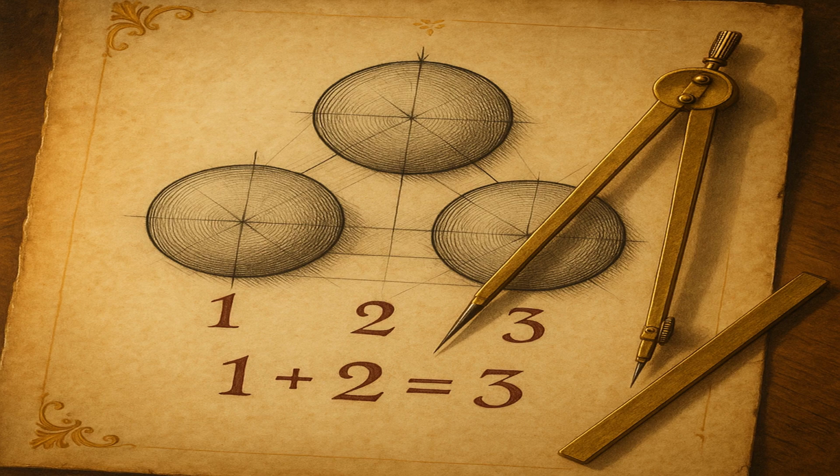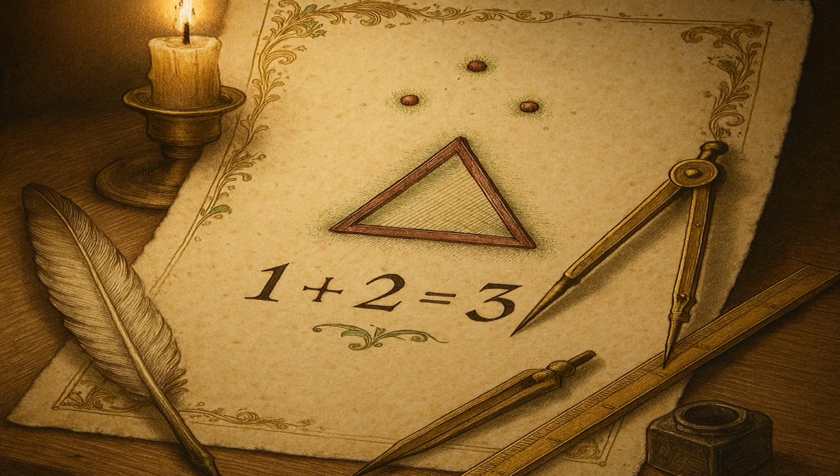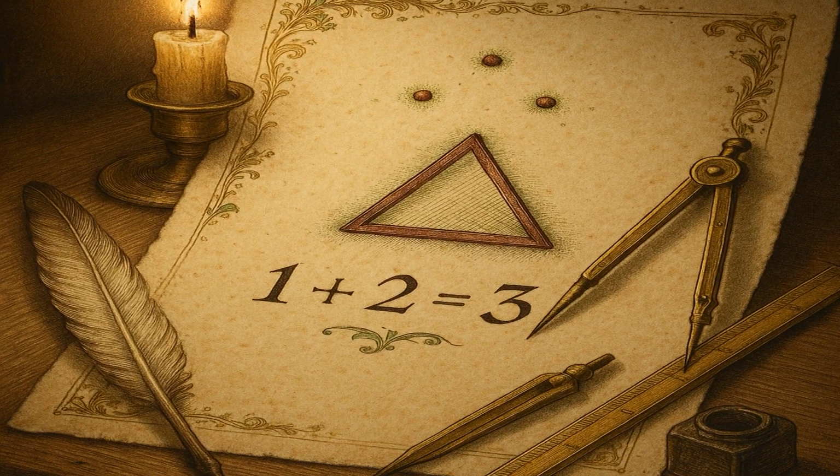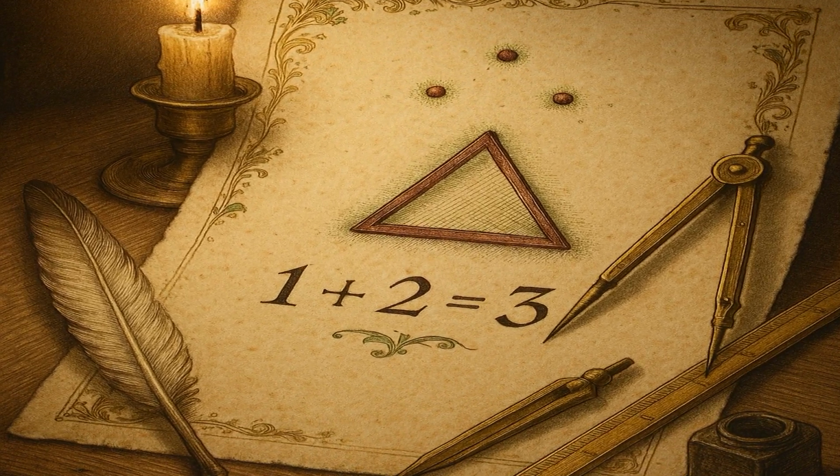The Pythagoreans understood this. They called 3 the first true number because it was the first to have a beginning, middle, and end. But their insight went deeper. 3 is the only number equal to the sum of all positive integers less than itself. 1 plus 2 equals 3. This property makes 3 mathematically unique. It's simultaneously a building block and a completion.